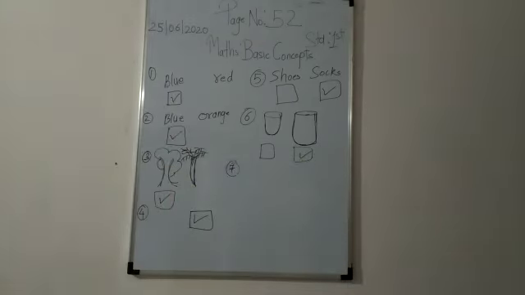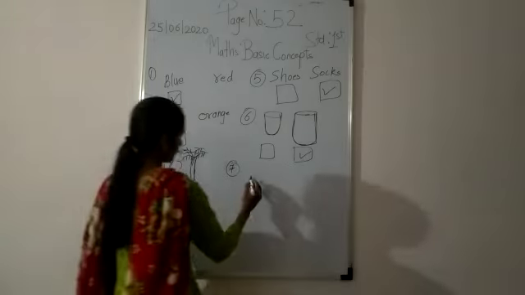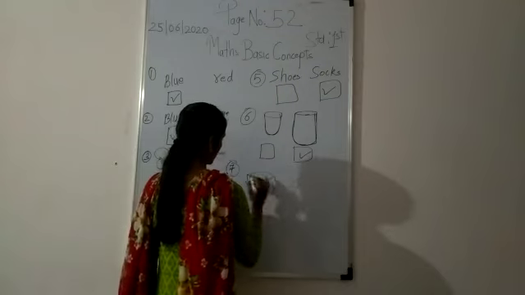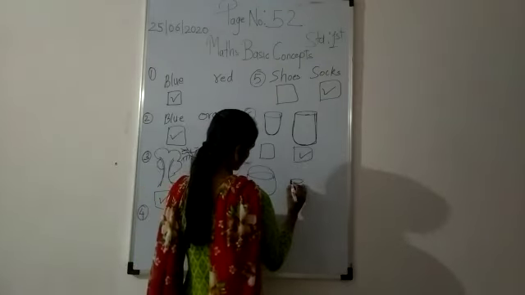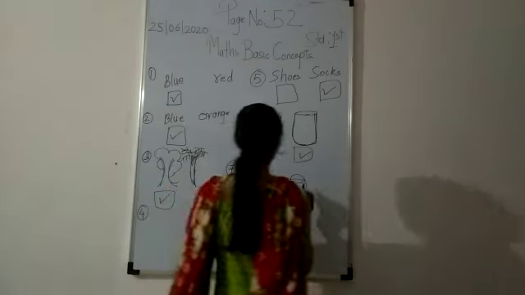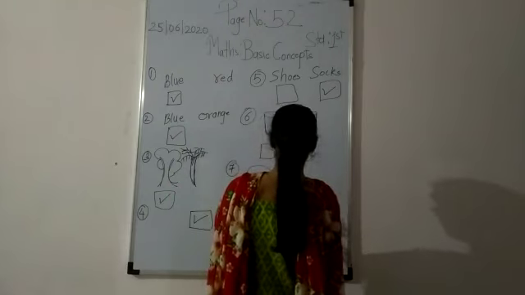Next is take the bigger basket. There are two baskets given. One is big in size and one is a little small in size. So you are supposed to take the smaller one.